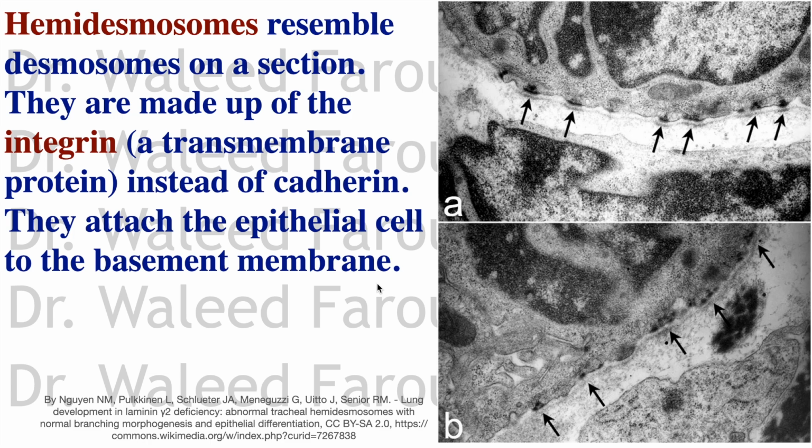A hemidesmosome resembles a desmosome in a way, but instead of the cadherin molecule, it uses the integrin molecule, a transmembrane protein. And they attach the epithelial cells to the basement membrane. So this is a type of junction that attaches the cells to the basement membrane. So now you have studied different locations of junctions: the apical junctions, the lateral side junctions, and the junctions that attach the epithelial cell to the basement membrane.